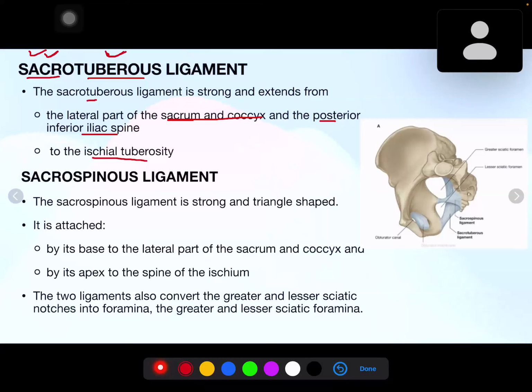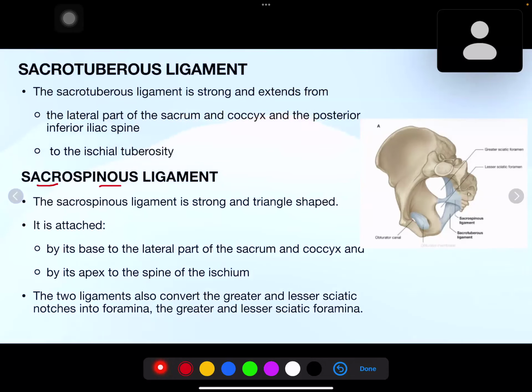If you see this diagram, this is the insertion of the sacrotuberous ligament. This is the tuberosity, and see, it fans out like this. It goes to the lateral sacral wall, the coccyx, and here it will also attach to the posterior inferior iliac spine on the back side. See, this is how the sacrotuberous ligament fans out.